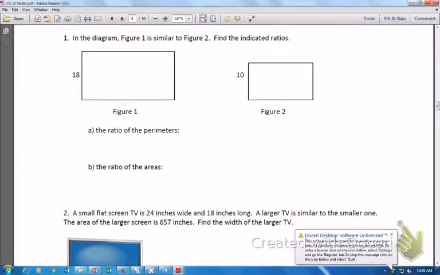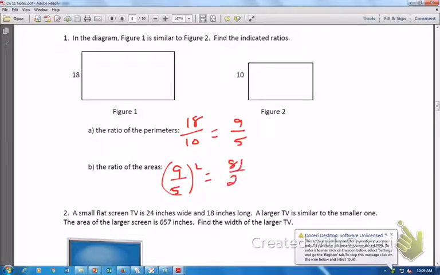All right, number 1, the ratio of the perimeters. Well, again, the ratio of the perimeters is just the same as the ratio of the corresponding sides. So we can go 18 to 10, reduce this down to 9 to 5. The ratio of the areas is just the scale factor squared. It's going to be 81 to 25. Okay? Very direct. Piece of cake.